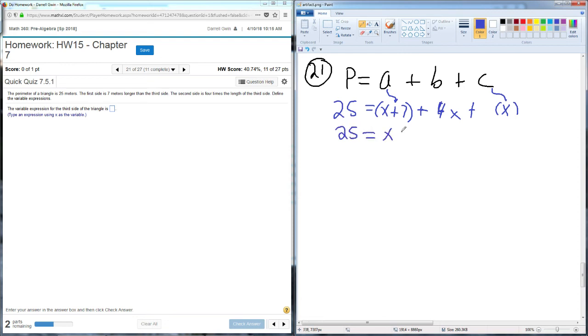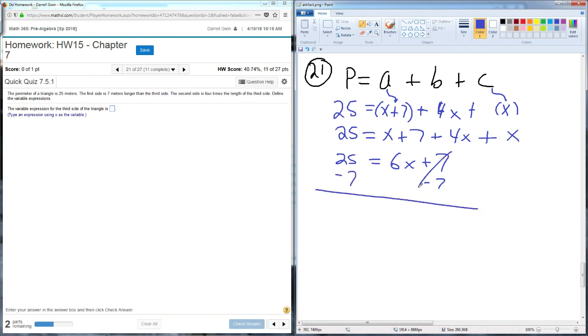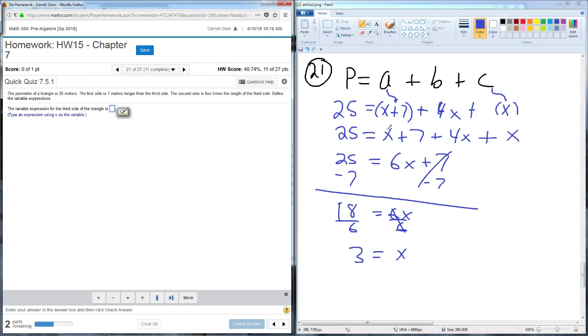Alright, so x plus 7 plus 4x plus x equals 25. x plus 4x plus x is 6x plus 7. That's step 1 done. Step 2, move the constants over to their own side. 18 equals 6x. Step 3 is done. Step 4, divide by the coefficient. Hey, look at that. x equals 3. But x is the third number. The variable expression for the third side of the triangle is 3.